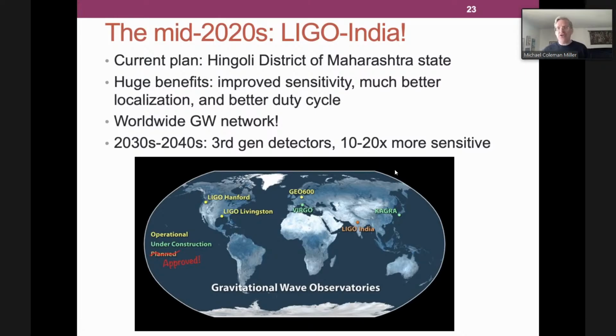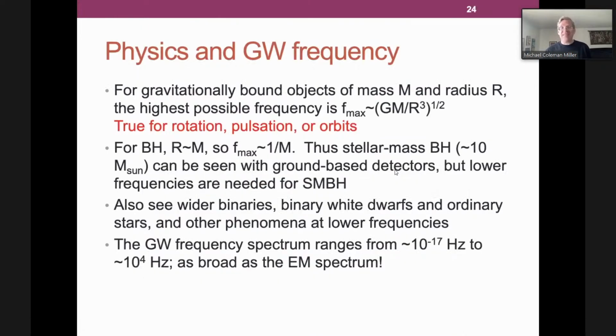In order to now talk about some other ways of extending gravitational wave detections, I just want to give you some quick context here involving physics and gravitational wave frequency. Suppose we have a gravitationally bound object, meaning something like a star or a planet, but not something like you or me. We are not bound together by gravity. Fundamentally, we are bound together by the electromagnetic force. But big things are bound together by gravity.